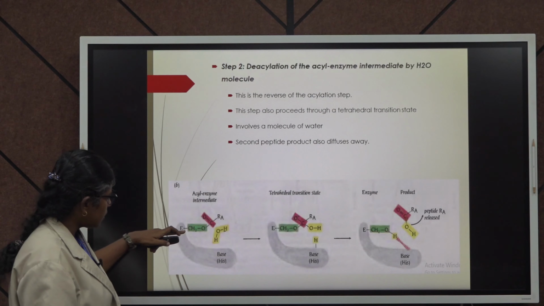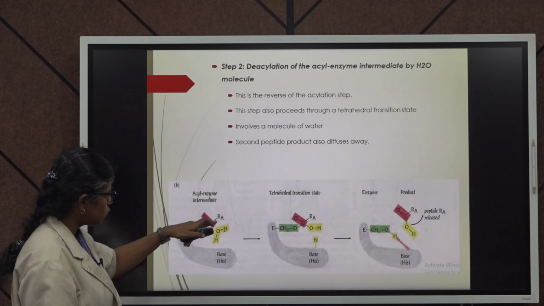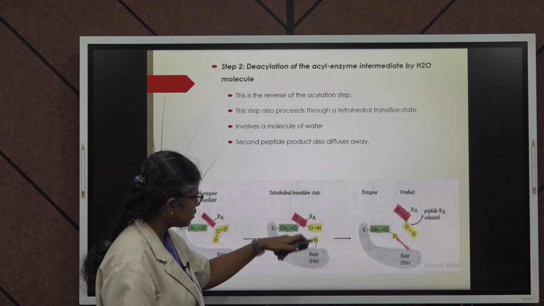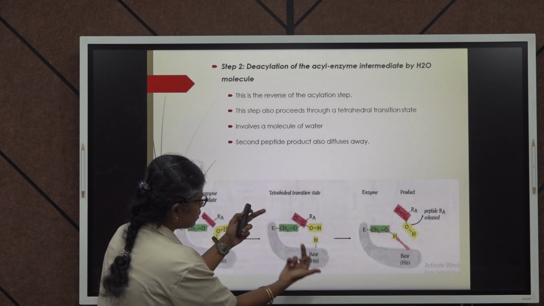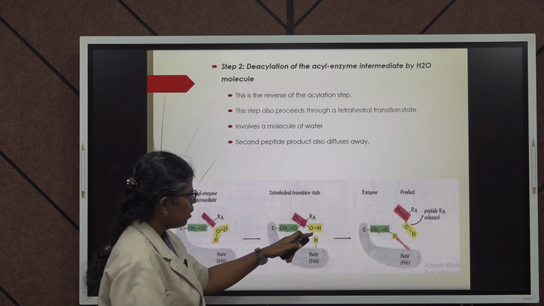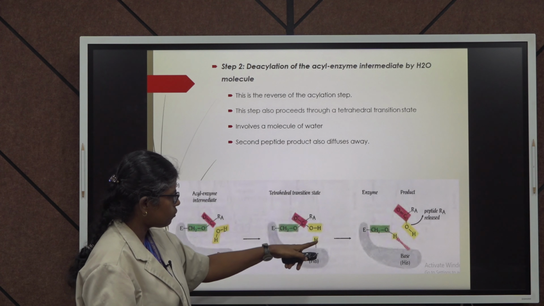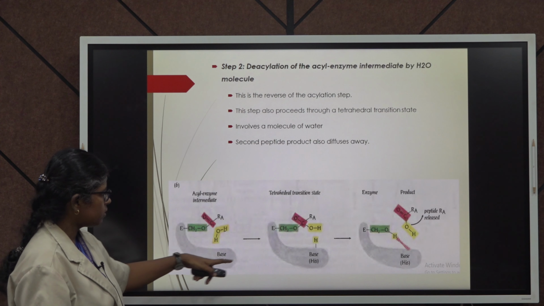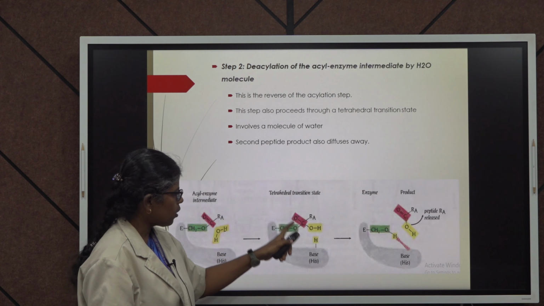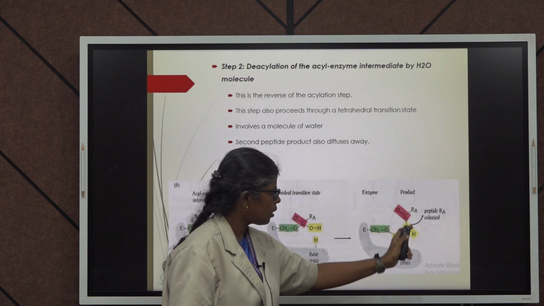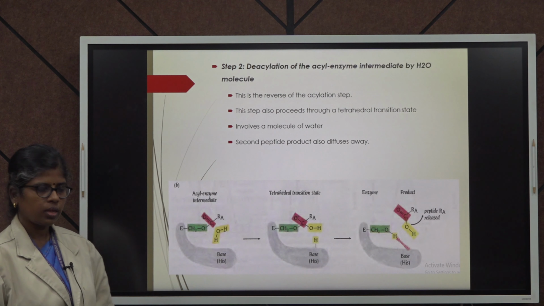Here you can see that the serine is now covalently linked to one part of the peptide which has to be cleaved, and there is a tetrahedral transition state intermediate involving the base histidine and the serine residue. Now the hydrogen of the water molecule is reconstituted to histidine, and the OH reconstitutes the COOH of the outgoing peptide. That is how the second peptide also leaves the enzyme.